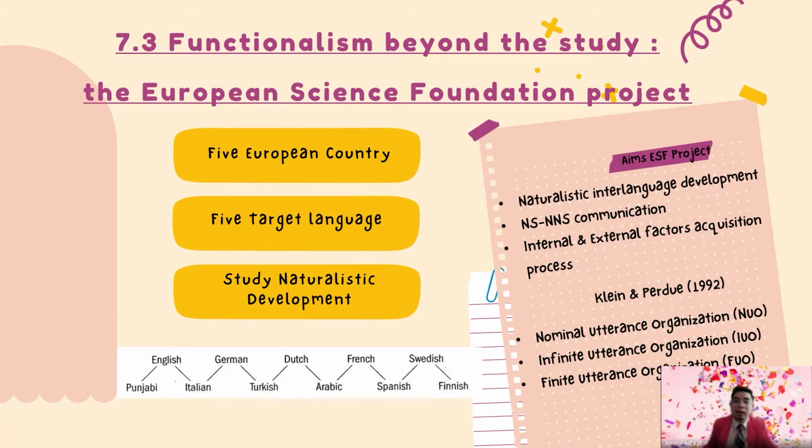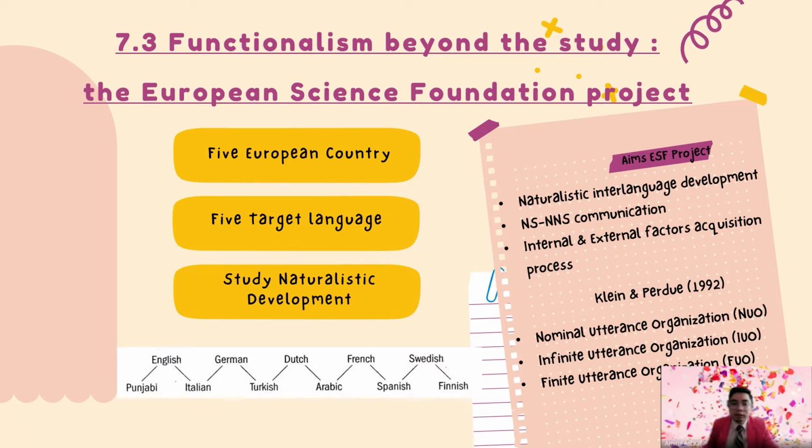The project was funded by the European Science Foundation and involved research teams in 5 European countries. So the aim of the project was to describe naturalistic interlanguage development among adult learners. So it involved 5 European countries and 5 target languages, as you see on the slide: English, German, Dutch, French, and Swedish. Drawing especially on Klein and Perdue 1992, it was argued that there are 3 developmental levels in the basic organization of learner utterances across the language groups which were studied. These were, as you can see on the slide: nominal utterance organization (NUO), infinite utterance organization (IUO), and finite utterance organization (FUO).